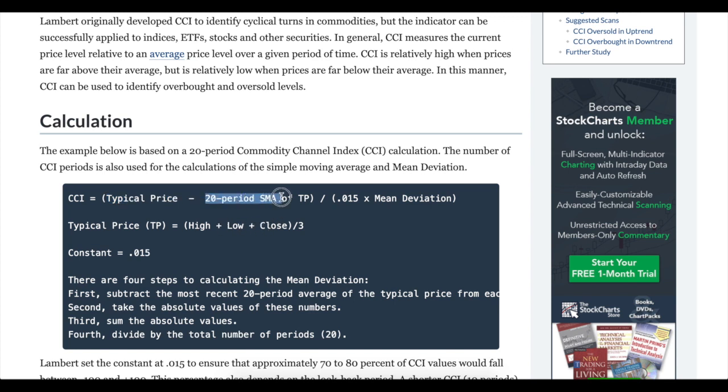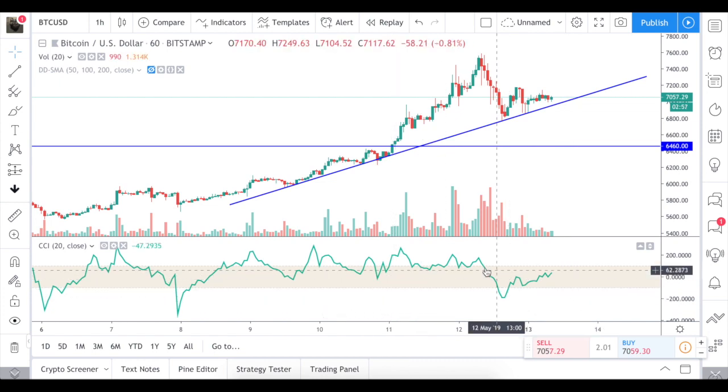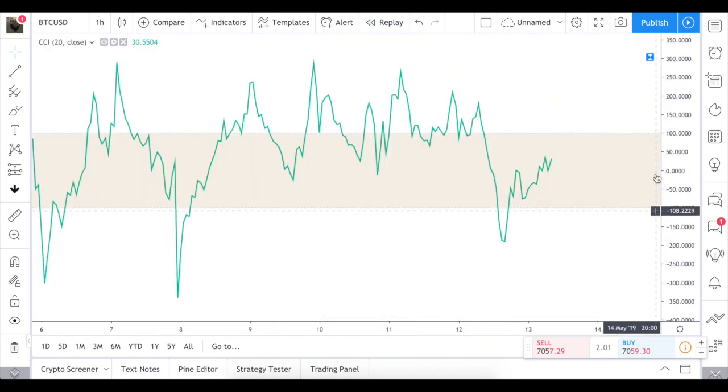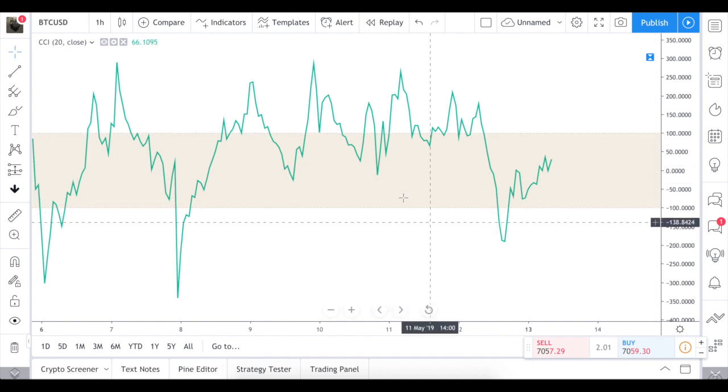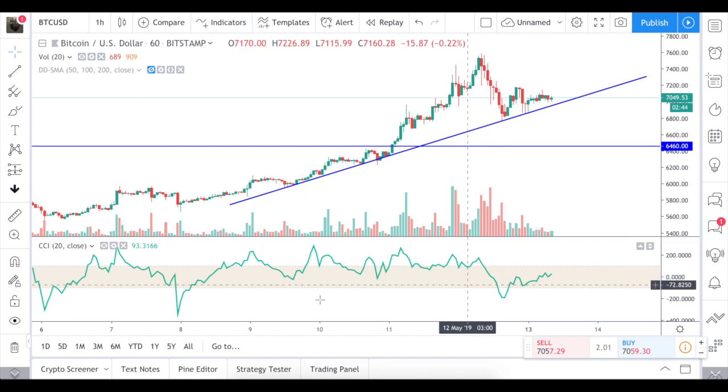minus the 20 period SMA of the typical price, and there's also a coefficient which can be quite different, but the only thing it does is hold the distribution of this indicator within a certain area, like between 100 and minus 100. So at the moment, most of the time the indicator is within this zone, and if it is very high, then we may expect a drop.